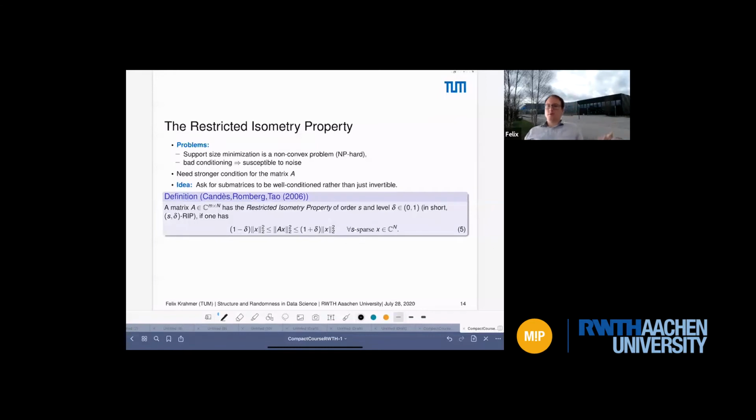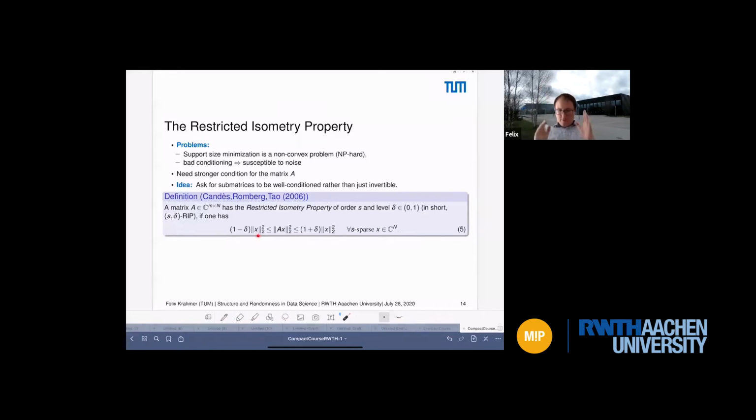And that basically means we could say that all the singular values of these submatrices are between 1 minus delta and 1 plus delta. And when you do that, you end up exactly with this condition that was first formulated by Candès, Romberg, and Tao. Recall the geometric interpretation of a singular value: it's how much a vector could be expanded or contracted after the application of our matrix A. If we only want to talk about submatrices, then we want this property only for sparse vectors. So we're asking that all sparse vectors are expanded by at most 1 plus delta and contracted by at most 1 minus delta.